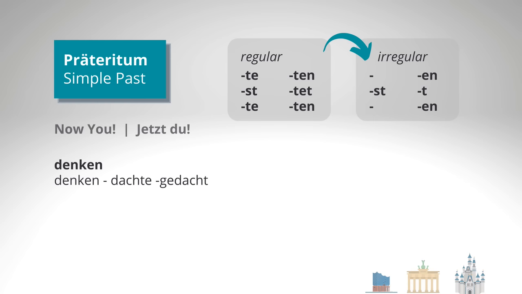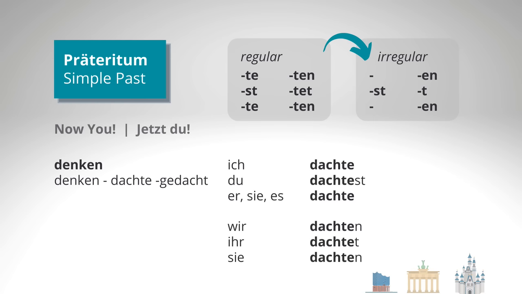The correct solution would be ich dachte, du dachtest, sie es dachte, wir dachten, ihr dachtet, and sie dachten. How do we get to that solution? First, you need to look for the Präteritum form of denken, which was dachte. Then you add the irregular endings, which you can see in the top right corner, and you get ich dachte, du dachtest, sie es dachte, wir dachten, ihr dachtet, and sie dachten. It's as easy as that.